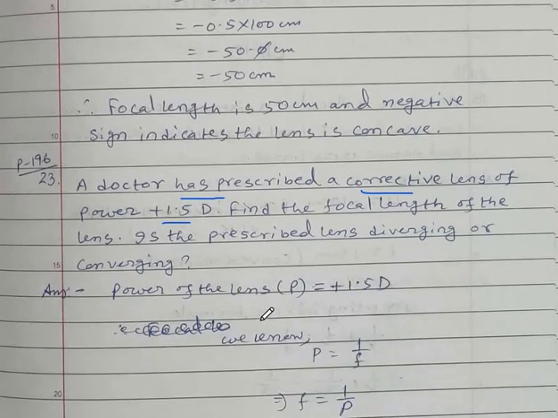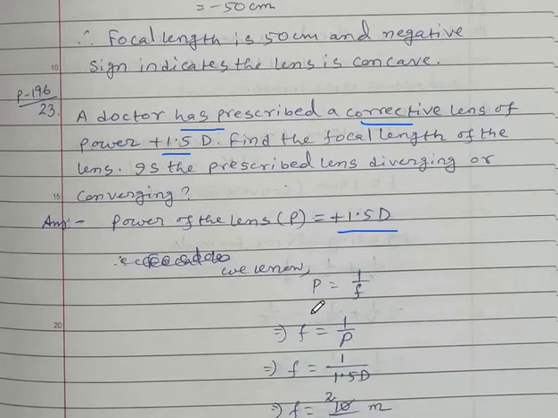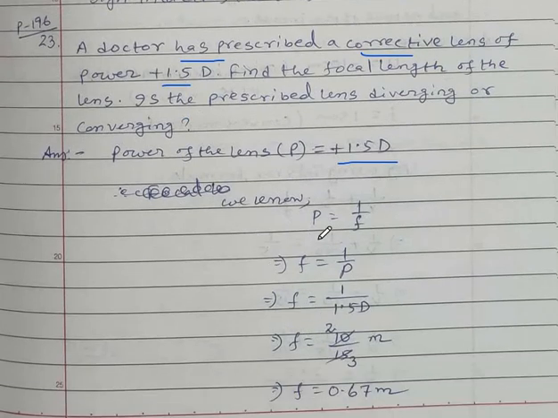So in this question the power of the lens is given, plus 1.5 D, you can put the plus sign also. We need to calculate focal length. So your formula: power of the lens is equal to 1 by f, f will be expressed in terms of meter. Then f is equal to 1 by P. Power of the lens is 1.5 diopter.